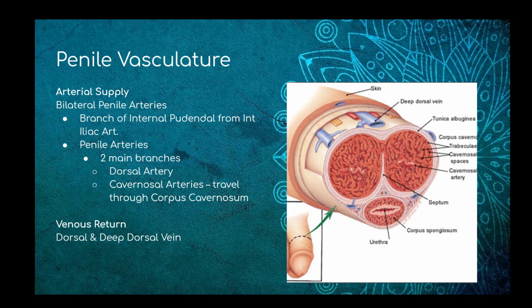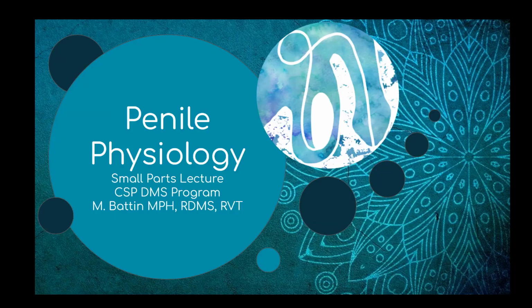Venous return then comes from both the dorsal and deep vein, or the superficial and deep vein. Here we can see up in the superficial fascia, the superficial vein. So it gets drained from there, or from this deep dorsal vein. As far as penis physiology, there isn't a whole lot you need to know other than that it gets erect, and when it gets erect, it ejaculates, and then the other part is that it urinates.